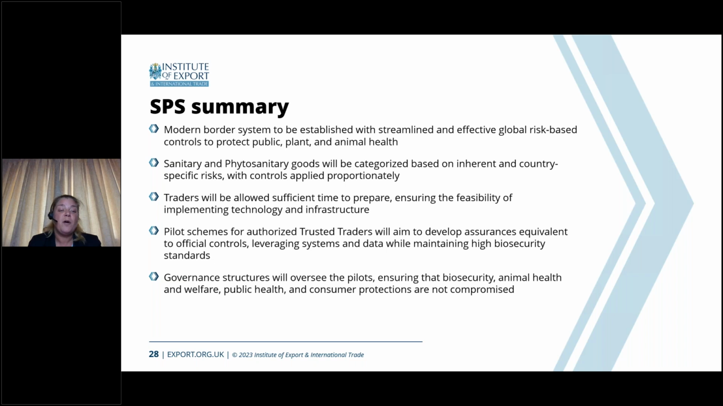As we've touched on, there are pilot schemes for the authorised trusted traders, and these will aim to develop assurances and equivalency to official controls and allow in-house checks to be done. There are also governance structures which will oversee the pilots, ensuring that the biosecurity and animal health and welfare and public health are all considered within those pilot schemes, and that we don't have any areas of vulnerability or exposure within those schemes. Schemes can only be trusted if they meet those high standards. Next slide, please.